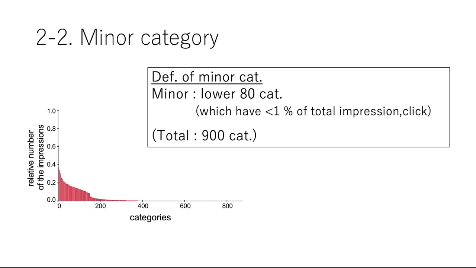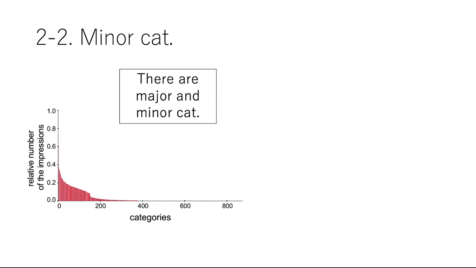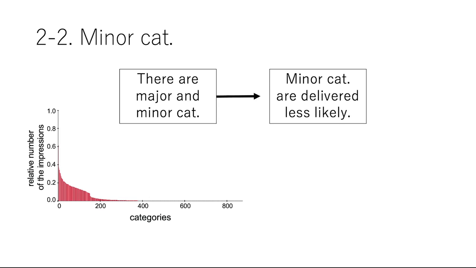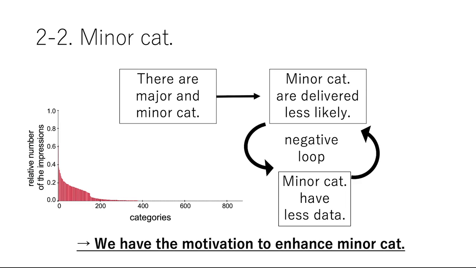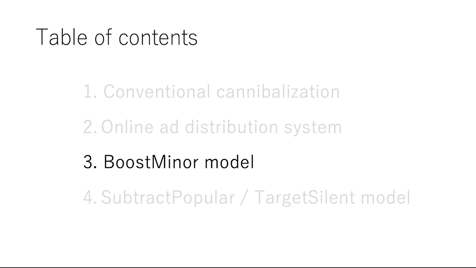Such minor categories have a problem. There are major and minor categories, so minor categories are delivered less likely, and so minor categories have less data, and so this is a negative loop, and so we have the motivation to enhance the minor category and eliminate the negative loop. To solve the minor category problem, we developed BoostMinor model.